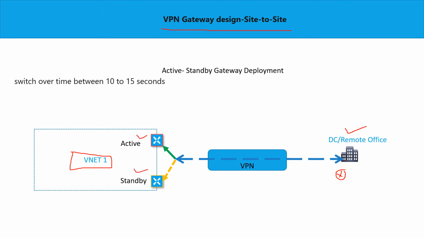One VM is in active mode, another VM can be in standby. However, you have an option, you can choose both the VMs in active. So when I provision a VPN connectivity, I'm going to terminate my connection on the active VM. In case of any failure, this connection will be shifted to the standby VM. And the switchover time is going to be somewhere around 10 to 15 seconds.